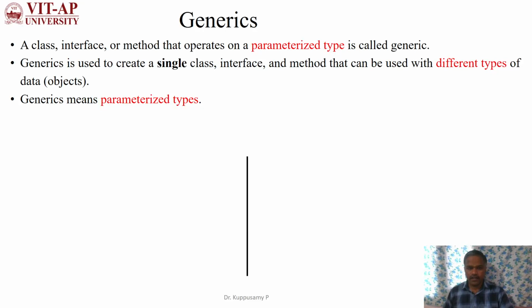Hello everyone. Here we will discuss Java generics. Generics is used to create a single class, interface, or method that can be used with different types of objects. A class, interface, or method that operates on a parameterized type is called generic. Generic means the parameterized type of object.